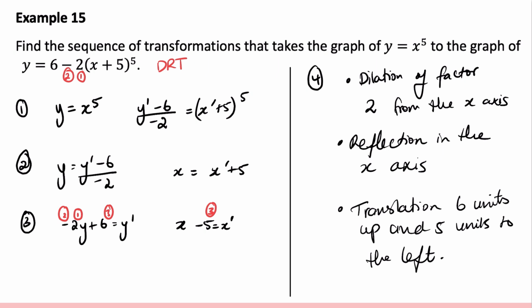Same with this negative, that is going to be a reflection in the x-axis because it's on the outside of x, it affects the y values. Finally, I can see that there's a plus 6 on the outside. Again, on the outside means affects the y value, so we're going to go 6 units up. And we've also got a plus 5 that is attached to the x. Now remember, with x, the sign is always the opposite. So if it's a plus 5, we're going to move to the left, not to the right, like I just drew. We will be moving in the opposite direction of what we would anticipate. So think of it as going 5 to the left.